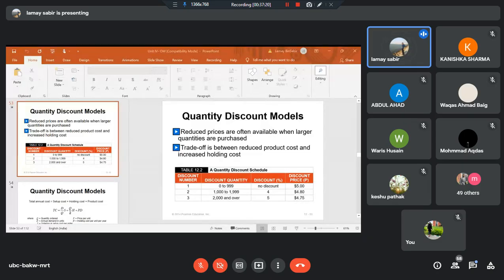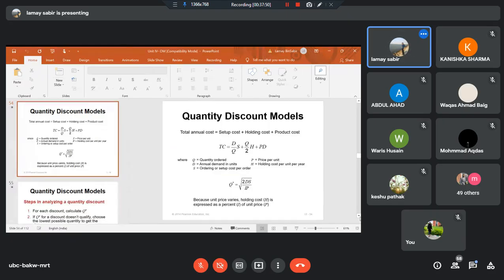Now, let me start this discussion with the help of a numerical problem. Again, I'm repeating that we have to calculate the quantity for each price range or price discount, and then we finalize which quantity we are going to adopt. Let's see the numerical problem which I am showing you.